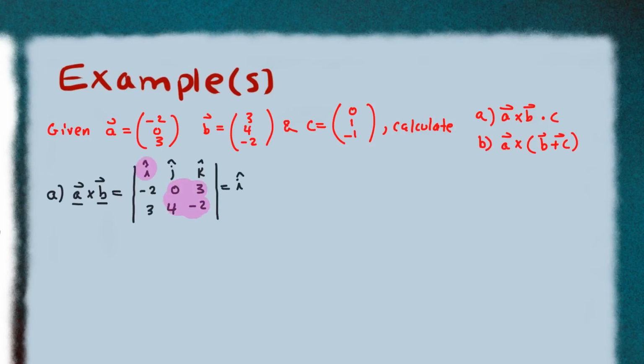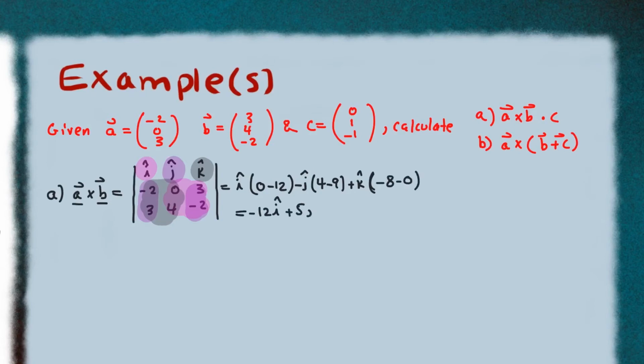For vector i, we're going to cover the top and i column and do the cross or diagonal multiplication. So 0 minus 12, and then minus unit vector j multiplied by the diagonal multiplication. So 4 minus 9, and then the z component is positive unit vector k, and we get negative 8 minus 0. When we put all the numbers together, we get an x component of negative 12, a y component of 5, and a z component of negative 8.